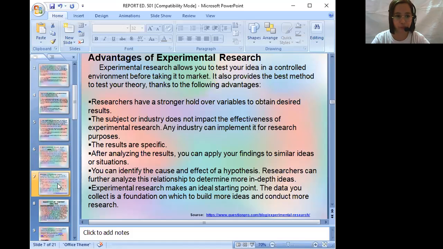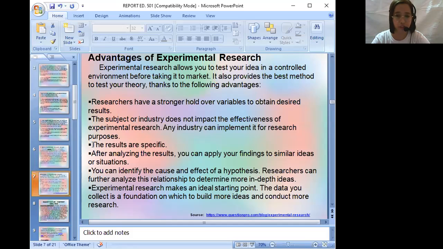So let's go now to the advantages of experimental research. Experimental research allows you to test your idea in a controlled environment before taking it to market. It also provides the best method to test your theory, thanks to the following advantages. First advantage, researchers have a stronger hold over variables to obtain desired results. Next, the subject or industry does not impact the effectiveness of experimental research. Any industry can implement it for research purposes.